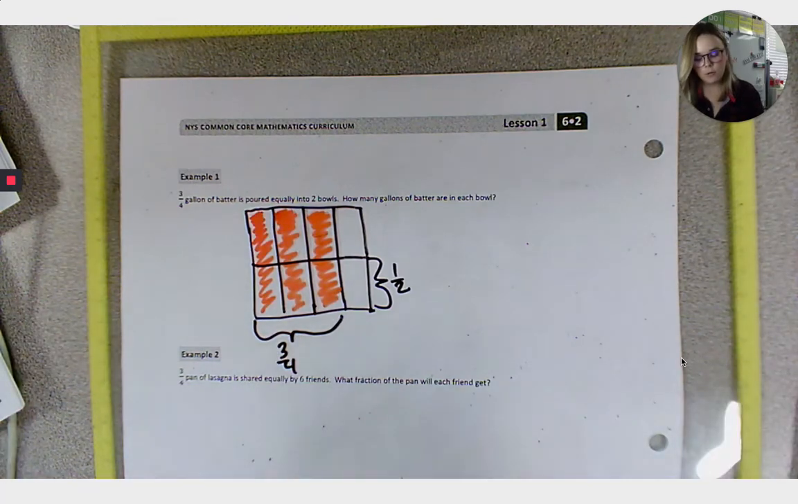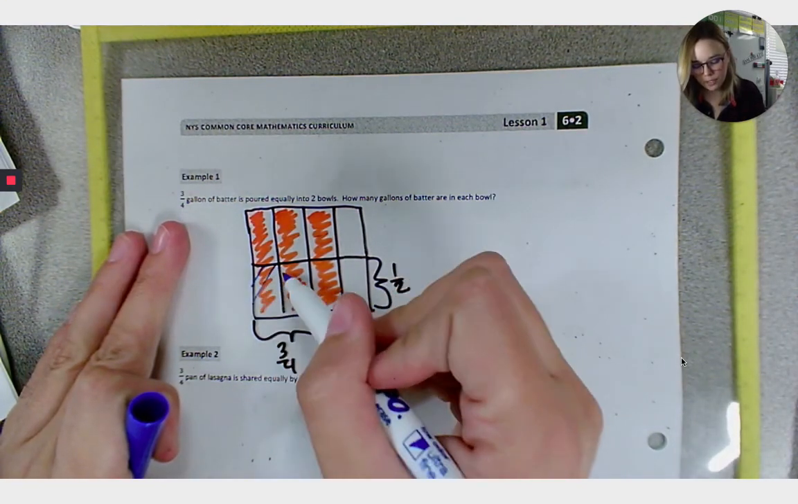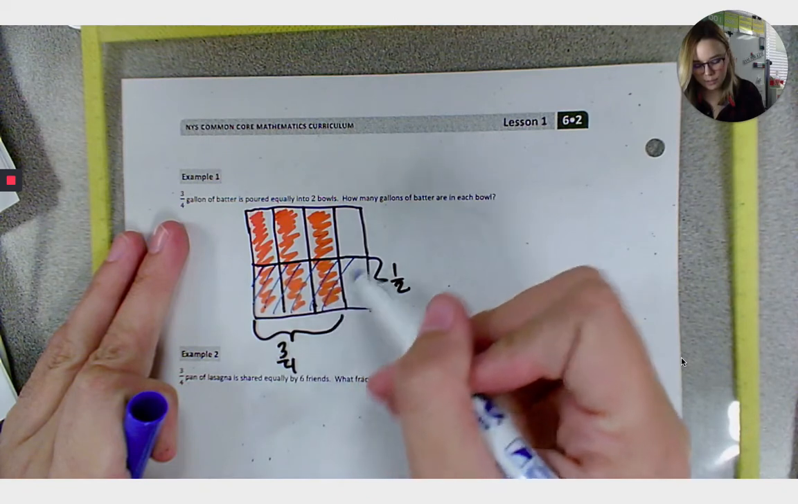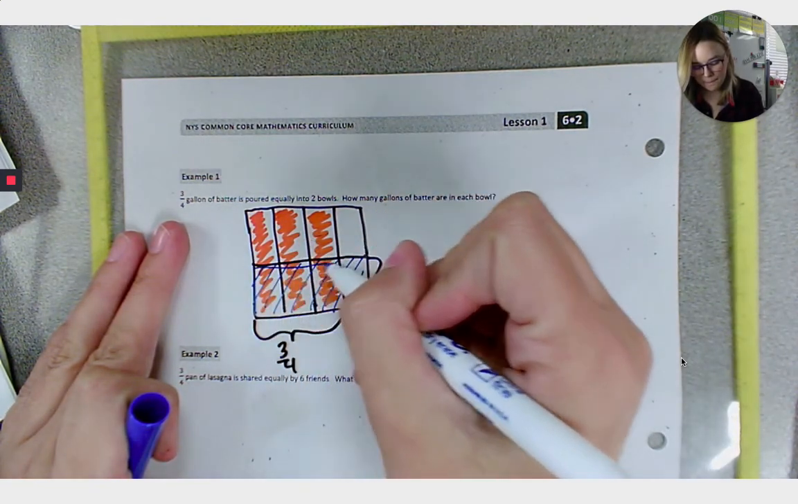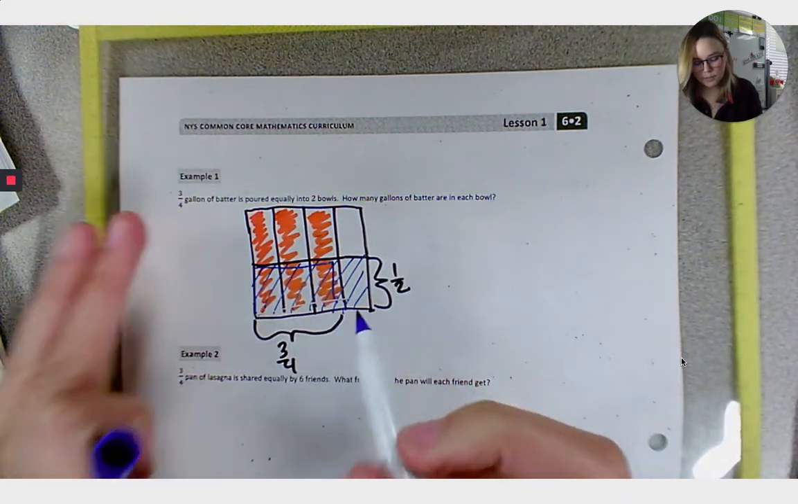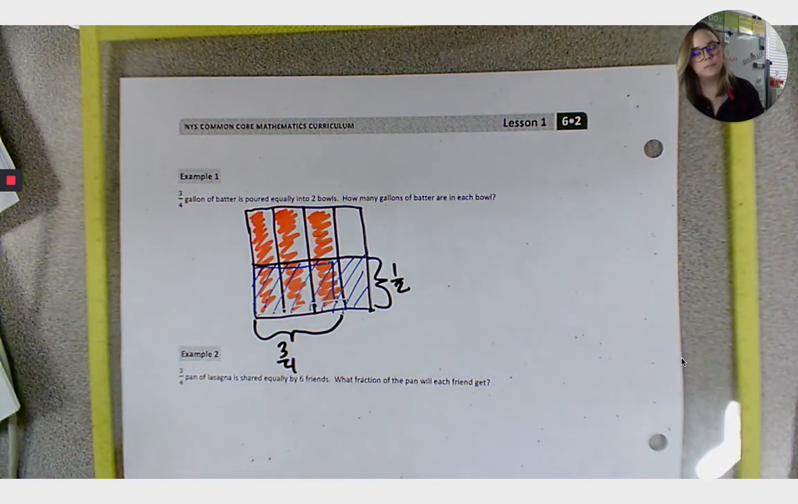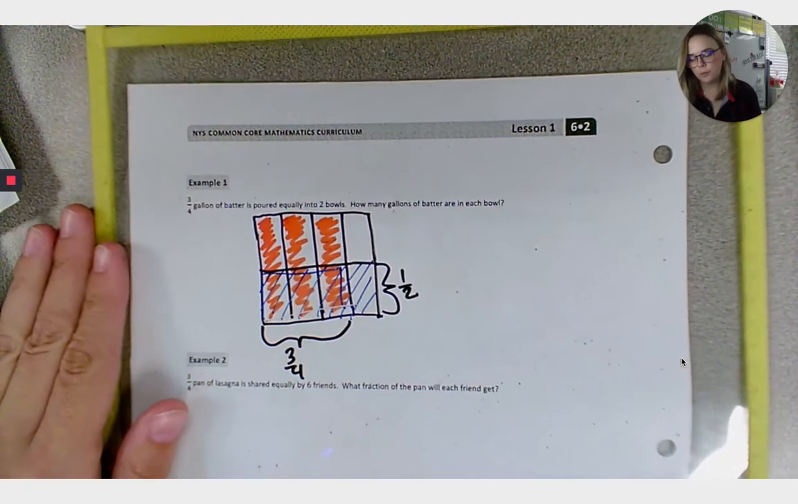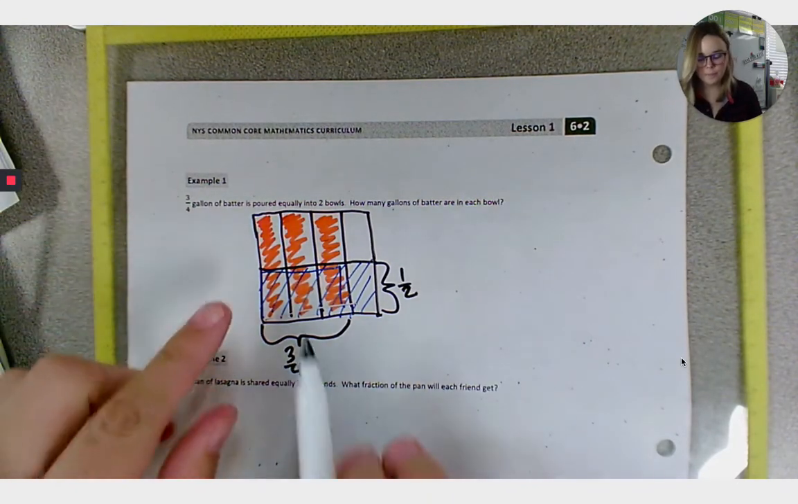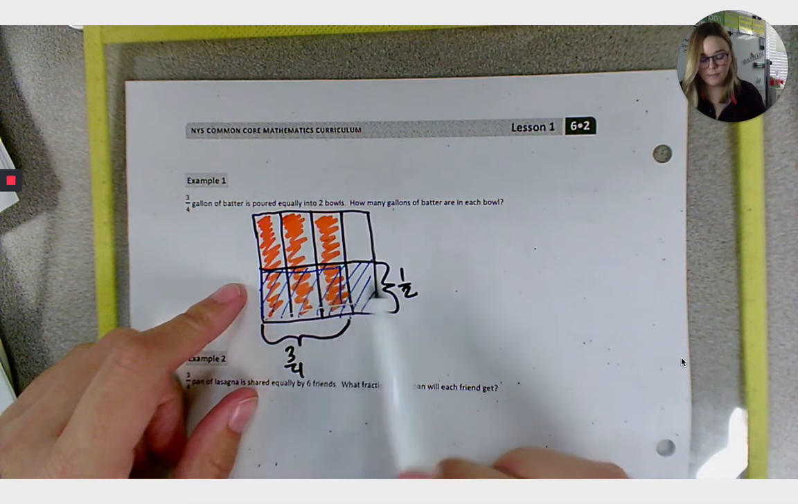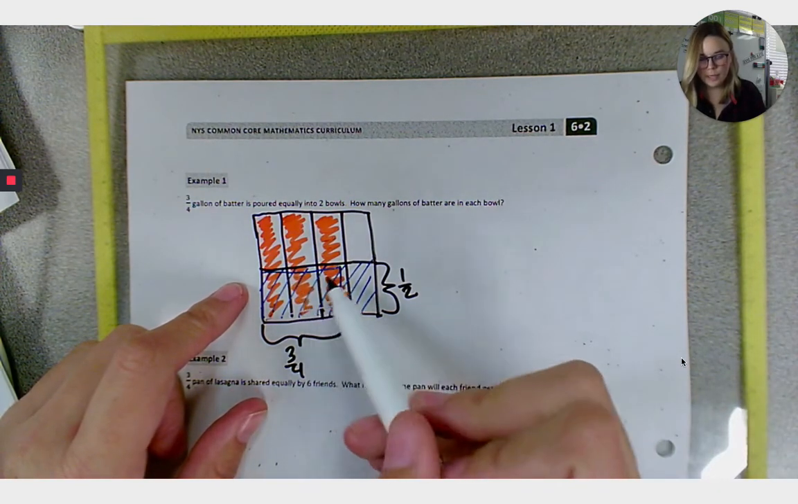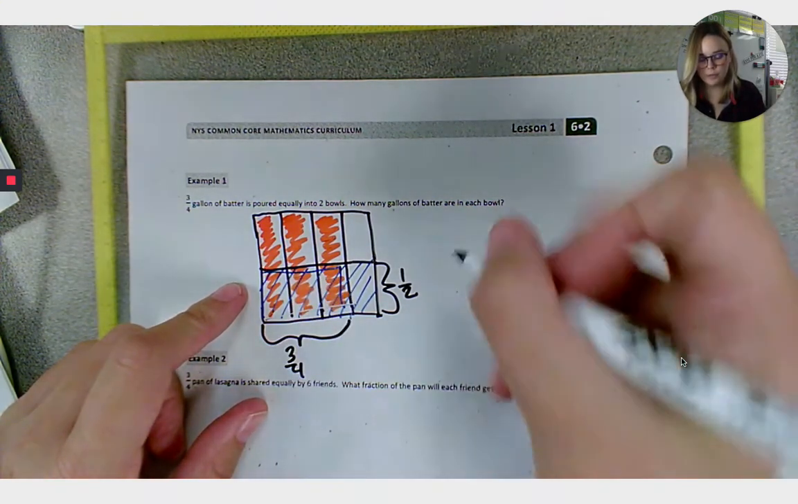So where that overlaps, where our colors kind of overlap here in this section is our answer. So where the orange and the blue both overlap is going to be our answer. So we have 1, 2, 3, 4, 5, 6, 7, 8ths now, and we have 3 8ths that are overlapping.